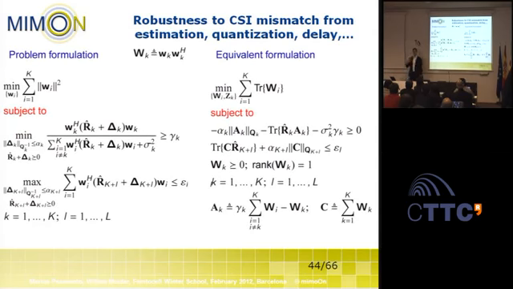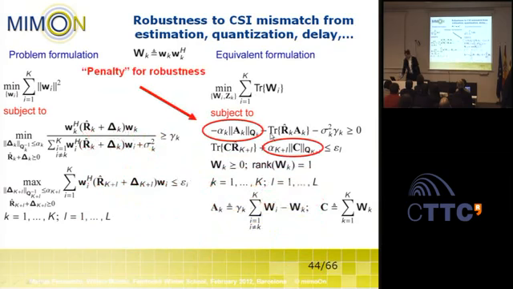Interestingly, we could convert this problem of infinitely many constraints into an equivalent problem which in fact has a finite number of constraints. I don't want to go into all the details, but it has a very interesting structure. It contains two terms which can be identified as penalties for the robustness. If we compare this scheme to the non-robust scheme, we have two additional terms which can be interpreted as a penalty. Due to this penalty, we have an increased transmitted power in this robust approach.